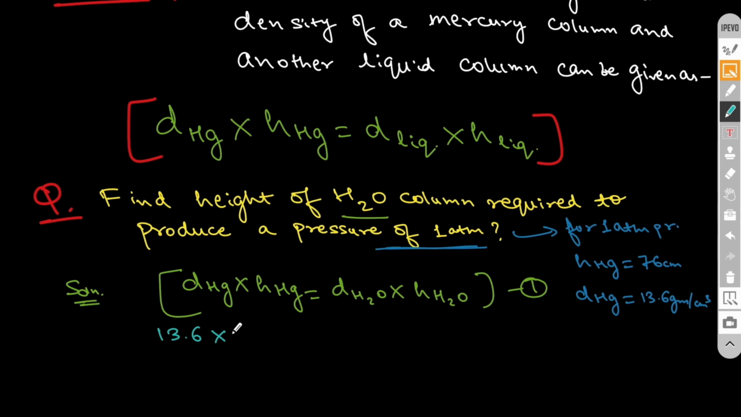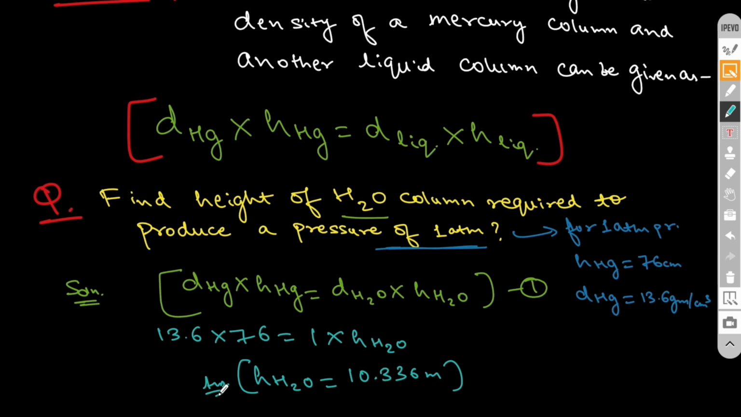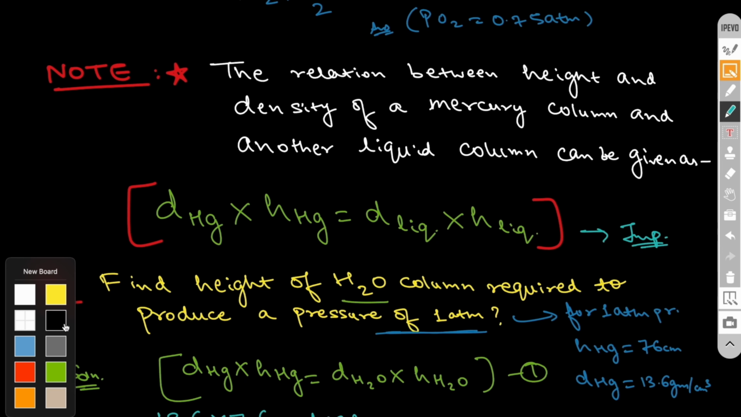13.6 multiplied by 76 is equal to density of water. We already know 1 gram per centimeter cube or 1 gram per ml. On solving this, the height of water will come out to be in SI unit 10.336 meters. So simply this is our answer. And this formula over here is very important. Density of mercury multiplied by height of mercury is equal to density of liquid multiplied by height of liquid.